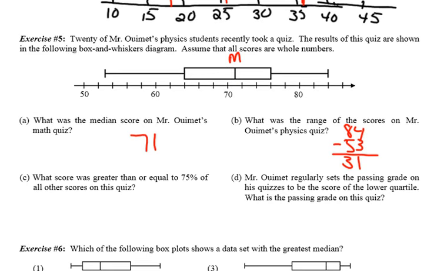What score was greater than or equal to 75% of all the other scores on this quiz? So that is saying we want that first quartile here, right? Your Q1, because here 75% of the scores are bigger than that. So that's at 64. So we're going to say that was actually your Q1 is what you were looking for. Mr. Omit regularly sets the passing grade on this quiz to be the score of the lower quartile. What is the passing grade on this quiz? Also a 64.